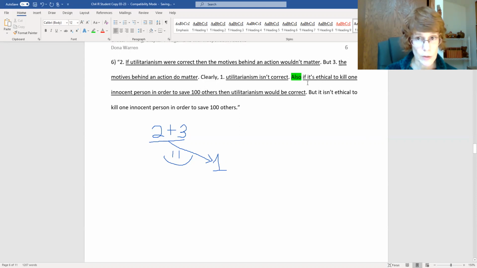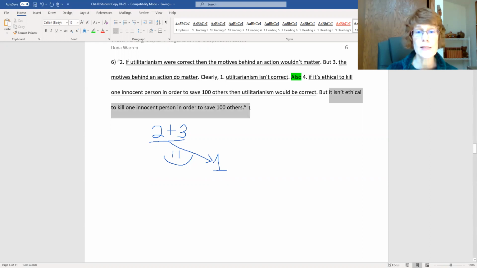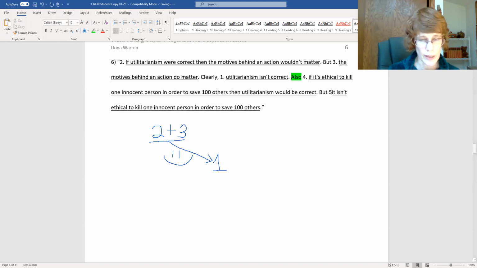I am not going to divide that because that's an if-then. But it isn't ethical to kill one innocent person in order to save 100 others. That's another claim. How are they related? With a plus. The "but" is an inference eraser, so it will probably be a plus.